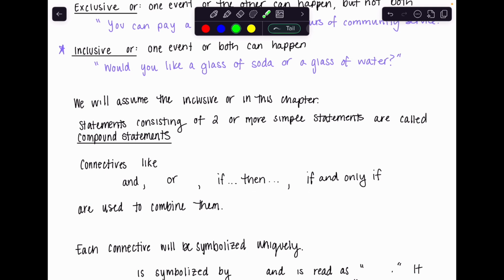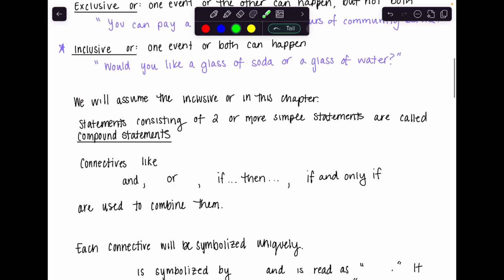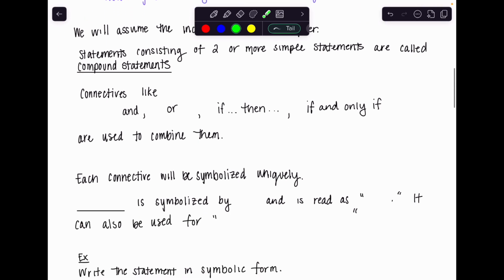So if I'm saying P or Q, I'm just going to say or, but there is a symbol for it. They also get special names. So the first one we're going to go through is conjunction. Conjunction is symbolized by, it looks like an A, but it doesn't have that bar in it. You can also think of it as an upside down V. And so it's symbolized by this, and it is really read as and. This looks a lot like our intersection symbol.